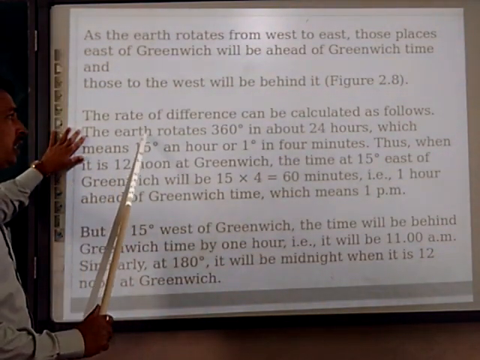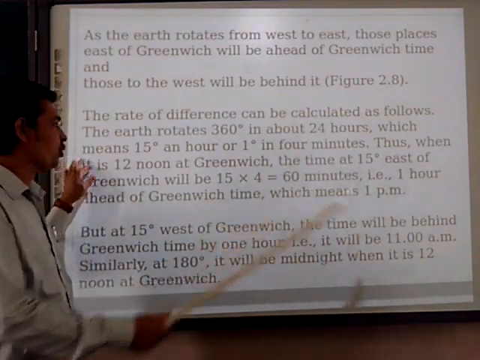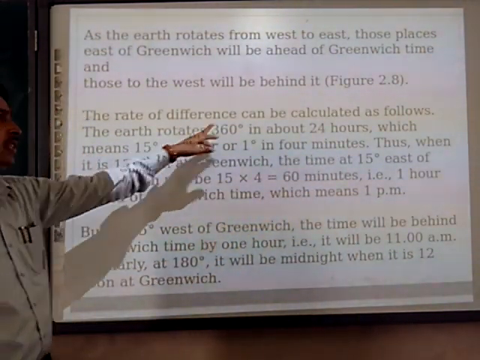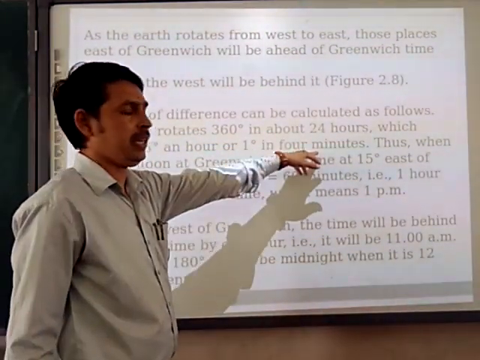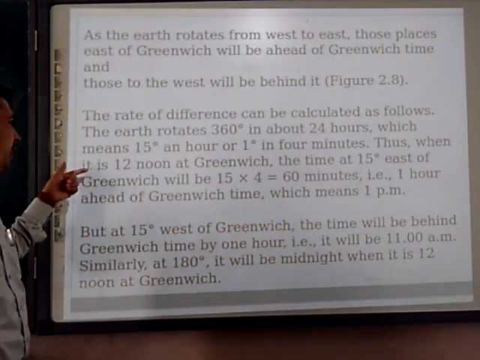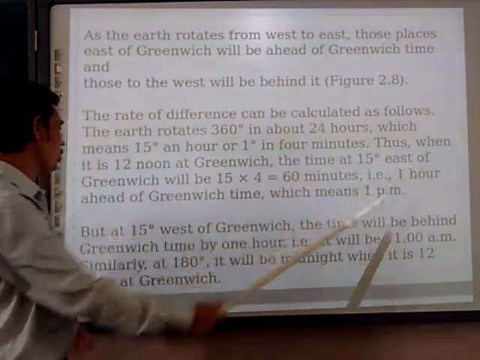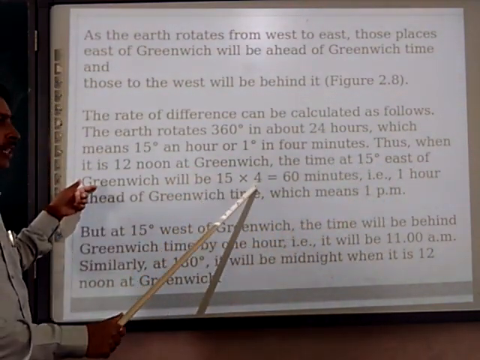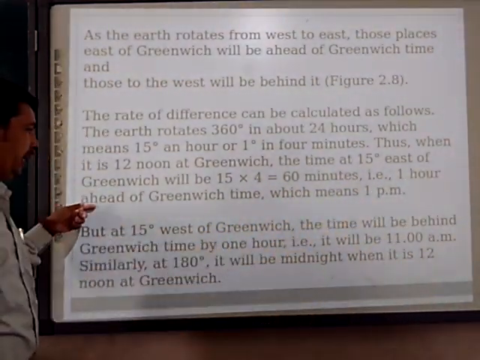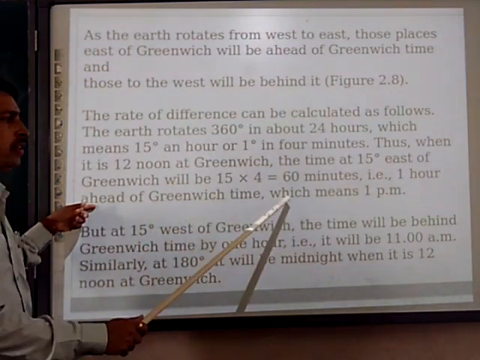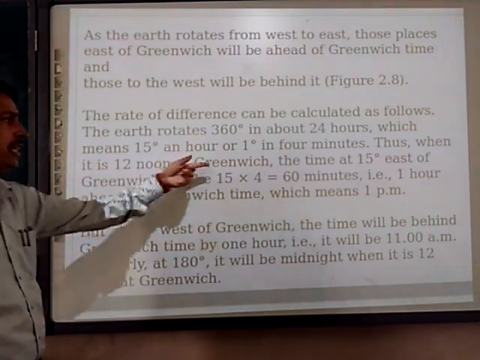The earth rotates 360 degrees in about 24 hours. So what are we going to do? Just dividing it, that means 15 degrees an hour, and 1 degree in 4 minutes. Thus, when it is 12 noon at Greenwich, the time at 15 degrees east of Greenwich will be 15 multiplied by 4, which is 60 minutes. It means that it is 1 hour ahead of Greenwich time, which means 1 p.m. when it is 12 noon at Greenwich.